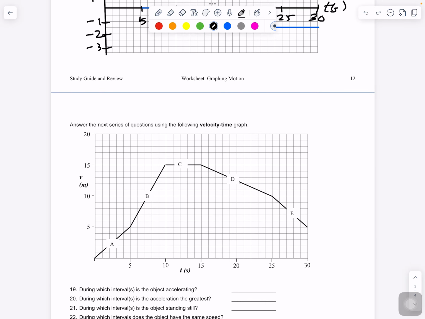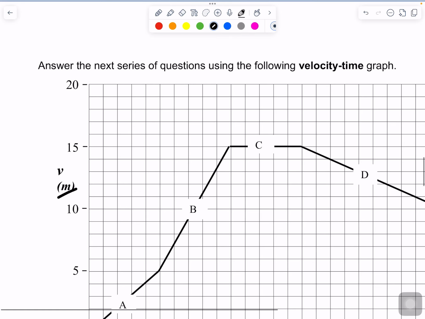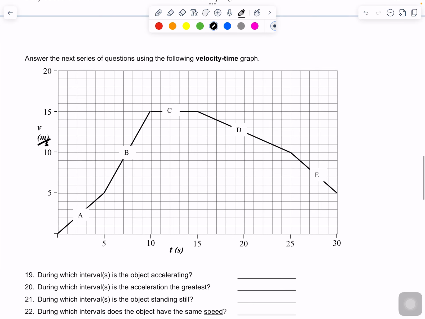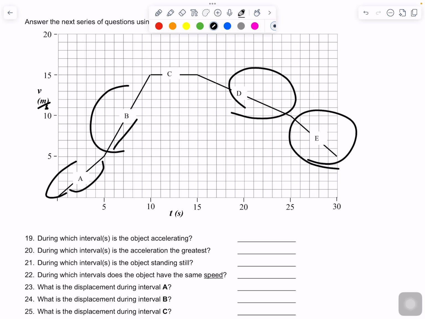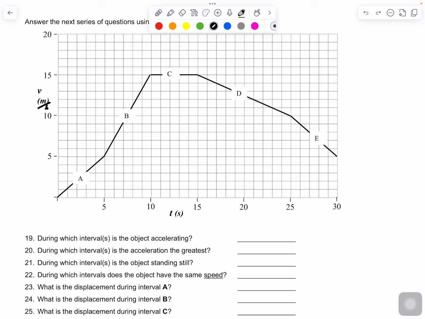Now we're given a velocity versus time graph. This is a typo, by the way, this should be meters per second. We're given a velocity versus time graph. Number 19, during which intervals is the object accelerating? Well, you're accelerating when you're changing your velocity. So I'm changing my velocity here, here, here, and here. I have a constant velocity of 15 meters per second right there. So I'm accelerating A, B, D, and E.